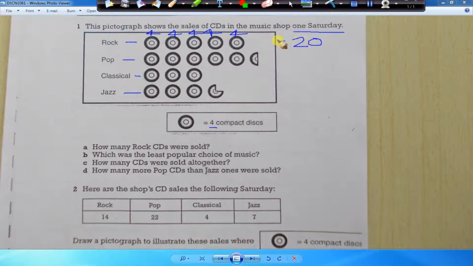What I'm doing on the board, can you do on your work, please? Can you copy it as we do it together? Mariam, can you see that work clearly? Orva, are we okay with that?